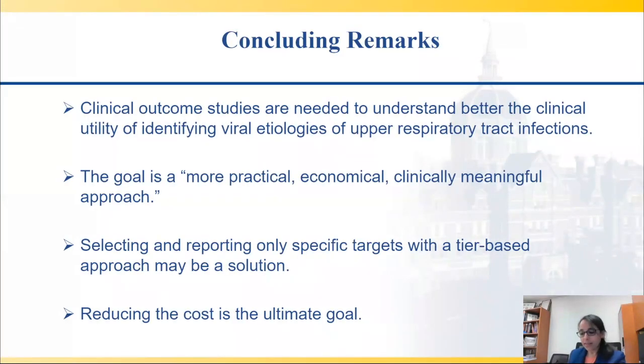So to wrap up and try to put my part of the talk in context, I think we still do need some clinical outcome studies. We need to understand better the clinical utility of identifying viral etiology of respiratory infections. And it will be very helpful if we can exclude the cost considerations when we perform those clinical studies. The big question is, if we take that cost consideration and the reimbursement out of the equation, how will our clinical decisions and guidelines change? I think this is a very interesting question.